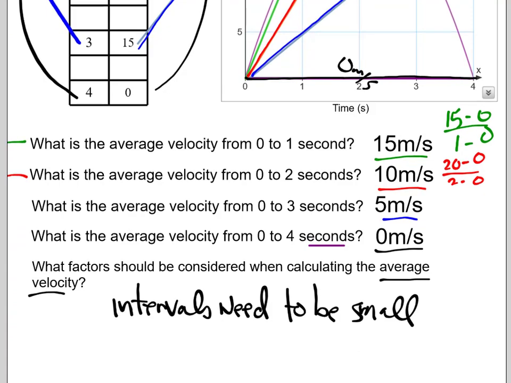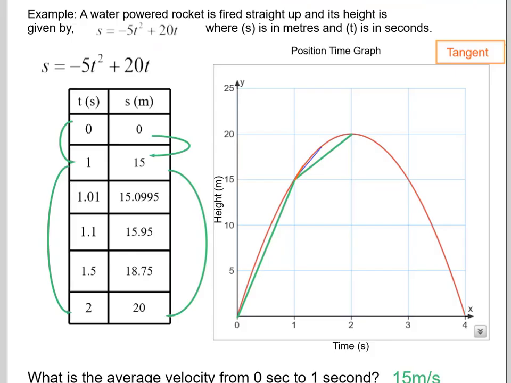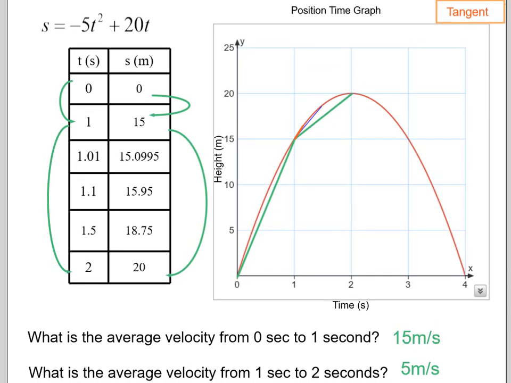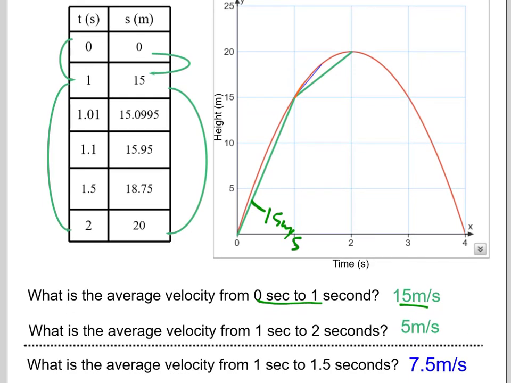So let's carry on with that thought. Try and wrap this up as quickly as I can for you. Same problem, so we don't have to regenerate any of those numbers. Only we're going to look at slightly different intervals. So what is the average velocity from 0 to 1? That's green. I did that on the previous slide, and we knew that this one here is 15 meters per second. That's the slope of that green line. If I found the average velocity from 1 to 2 seconds, so that's this interval up here, we would find that it's 5 meters per second.